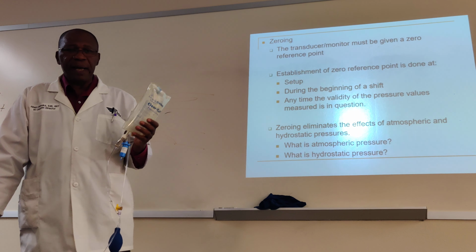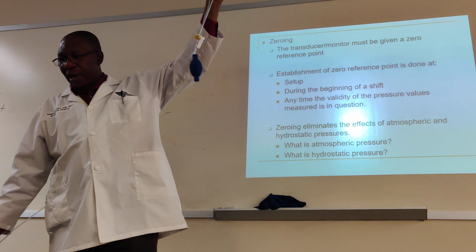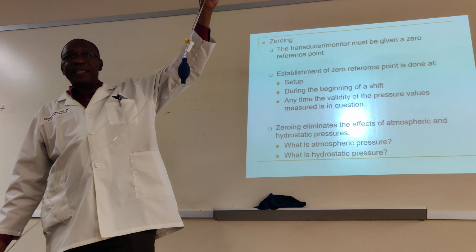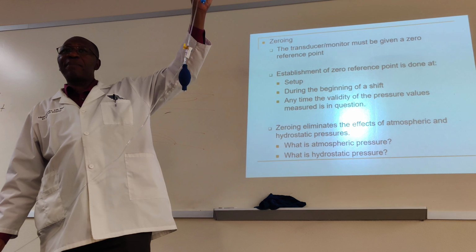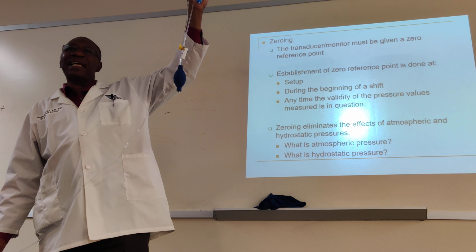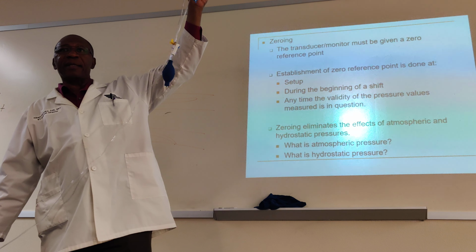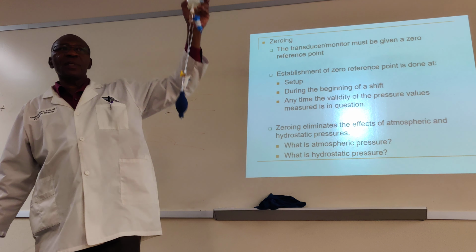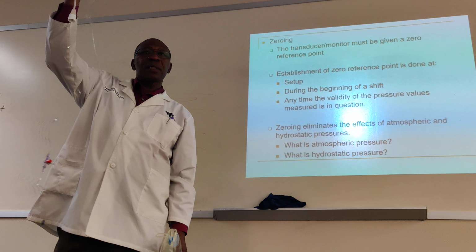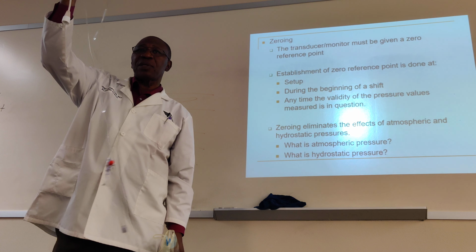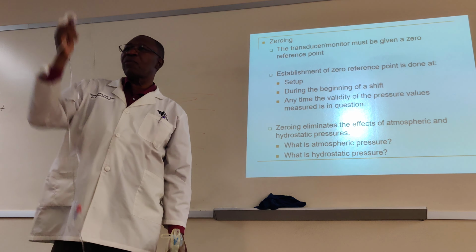Now, if the transducer is placed way below the patient, then the hemodynamic pressures measured will be higher than normal, because you have the fluid putting pressure on the transducer. If the transducer is placed way above the patient's heart, then the hemodynamic pressures measured will be lower than normal, because the fluid is going away from it. Any questions about that?